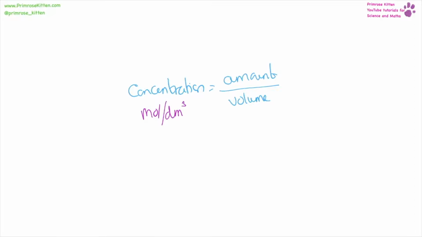uncertainty. When we are working out concentration, that is going to be your amount divided by your volume. Concentration is measured in moles per decimeter cubed, amount is in moles, and your volume is in decimeter cubed.